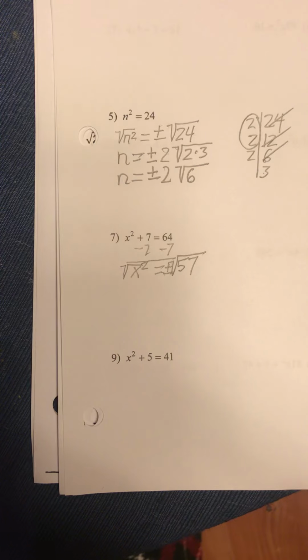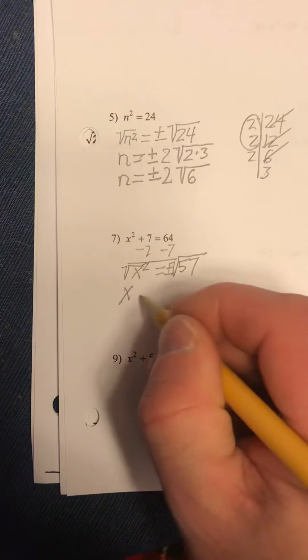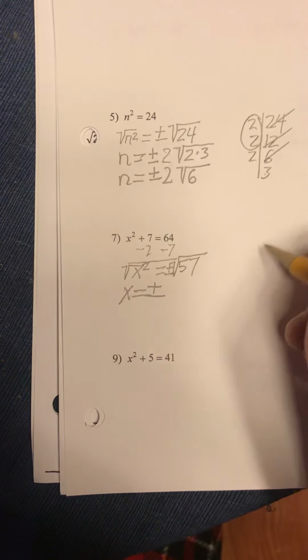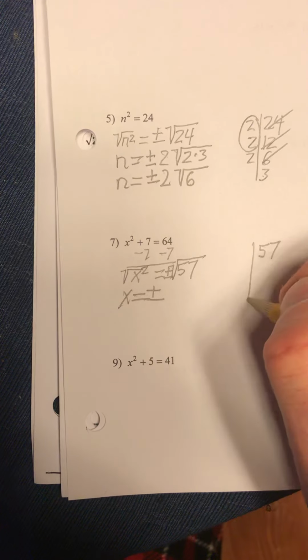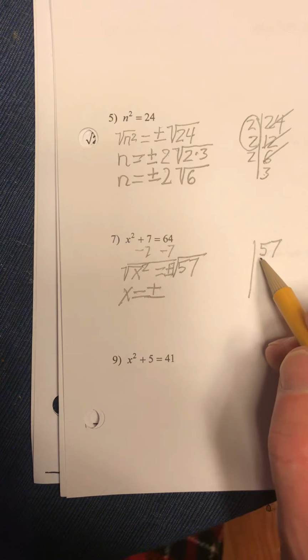Now, thinking back on 57, 57 is kind of an interesting number. Is it prime? Is it not? Well, let's see. 57. I don't believe it's divisible by 1 or by 2.